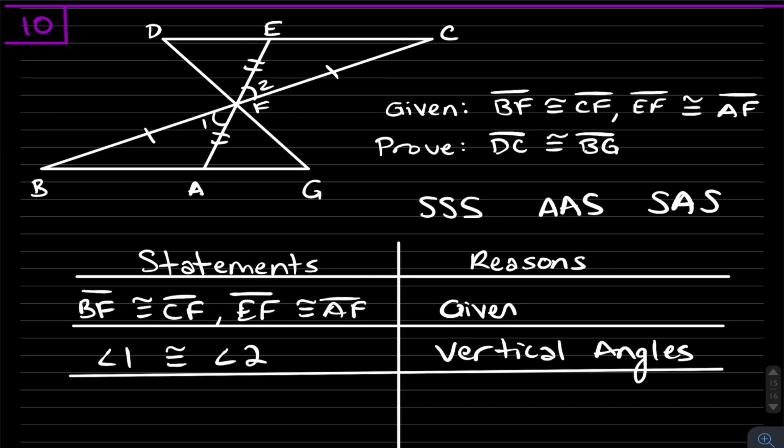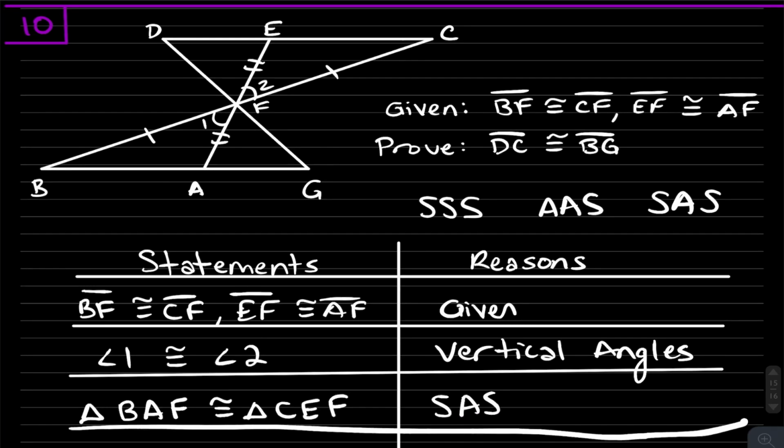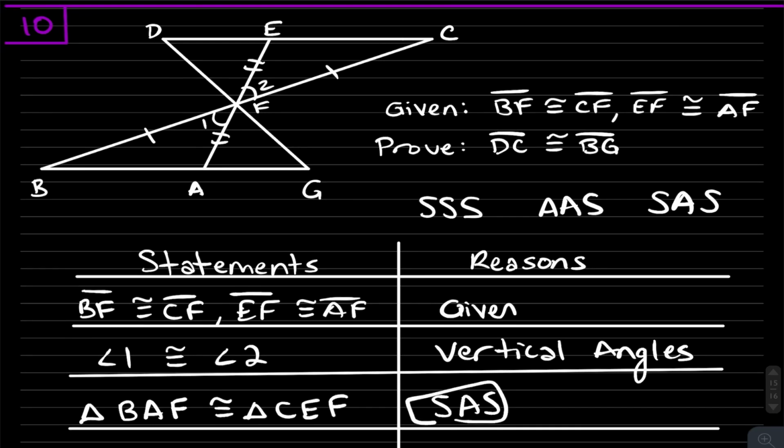But anyways, so now that we know that those two angles are congruent, we know that triangle BAF is congruent to triangle CEF. Right? And that is by side, angle, side. Again, we have two sides, and we have the angle in between those sides. And so the A goes between the S's in the notation.